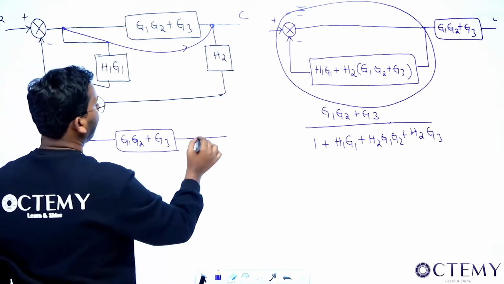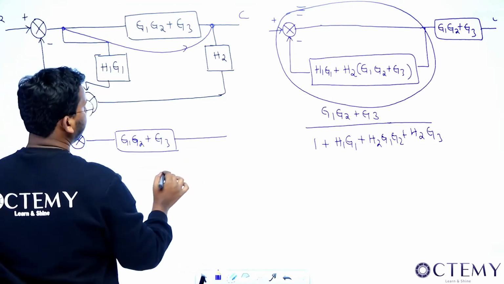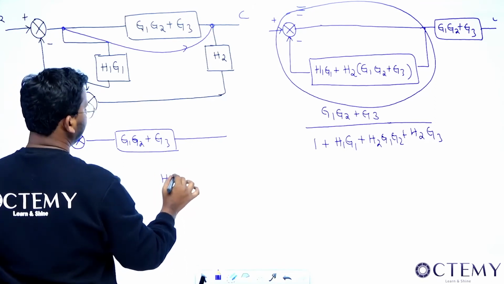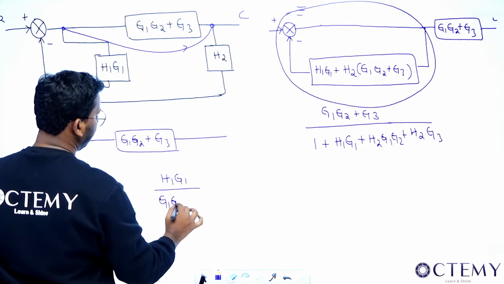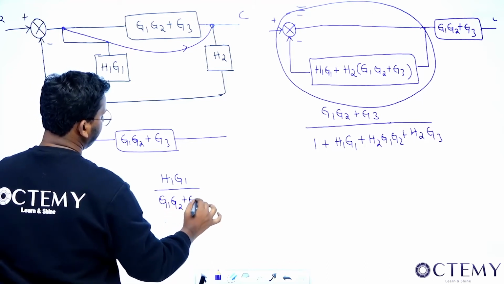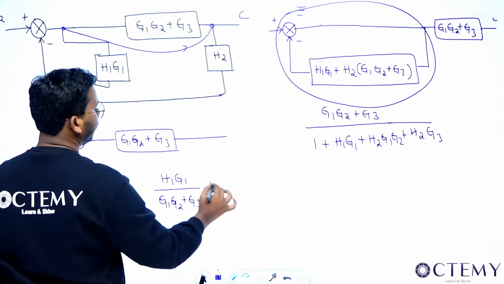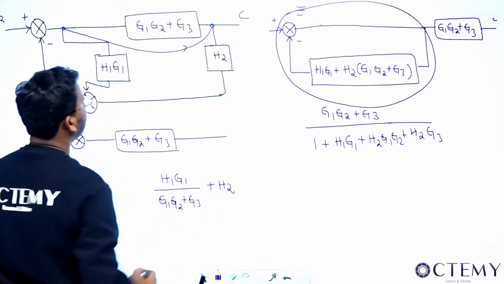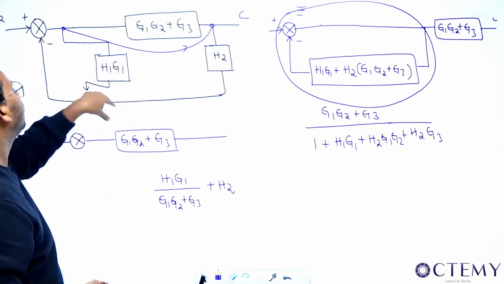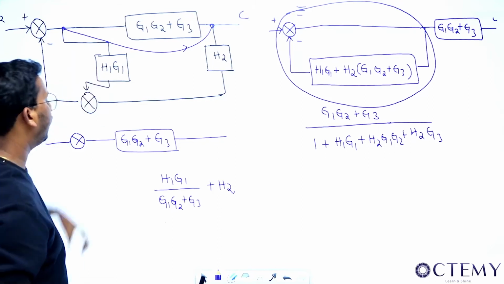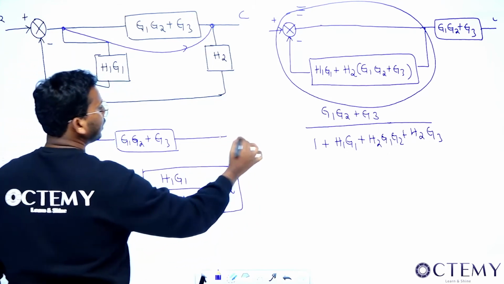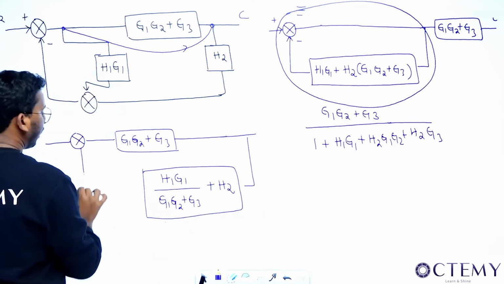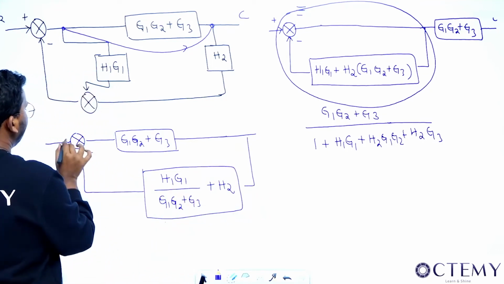So this will have H1 G1 divided by G1 G2 plus G3, and this has to be added with H2. These two will get added, and this will go away, and it will stay in the feedback like this. This is how the block diagram will look now, right?